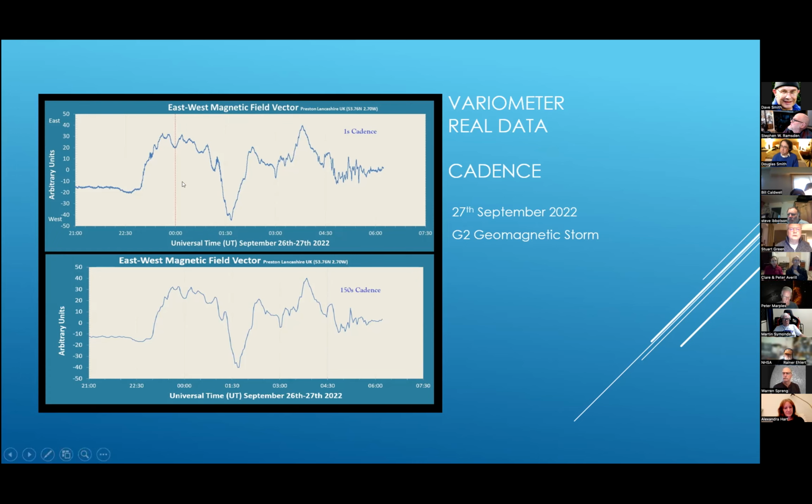But the reason for showing you this is, if I take a sample every second, there's a lot of fine detail in this, and every wiggle means something. I don't know what it means, but it means something, and every one is different.